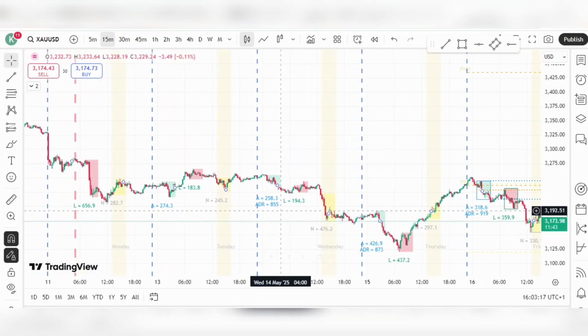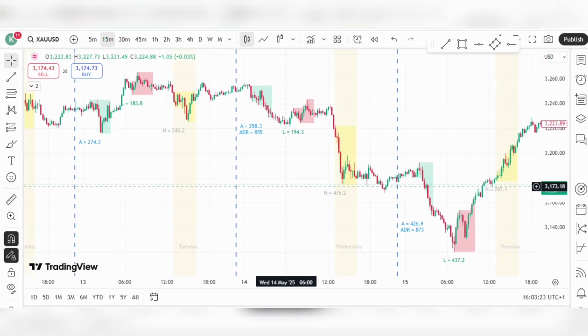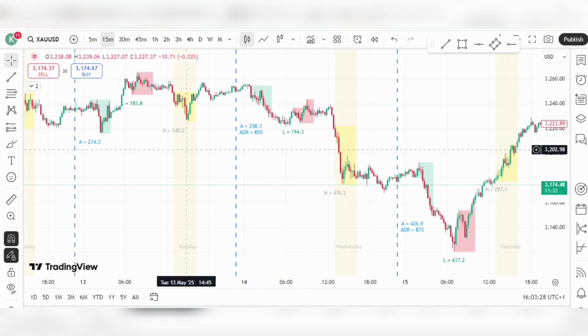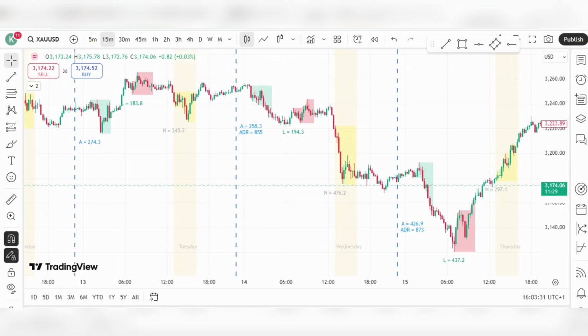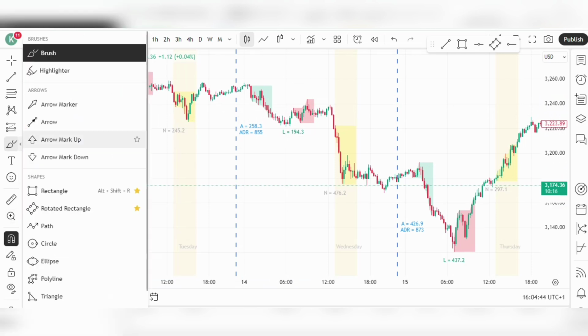So this is our Wednesday here. This is our Asian session. On Wednesday we actually got our sell. The market broke out of the Asian session, pulled back, and we got our trade during London after this spin here. So if you remember our entry pattern, I have a video on that.